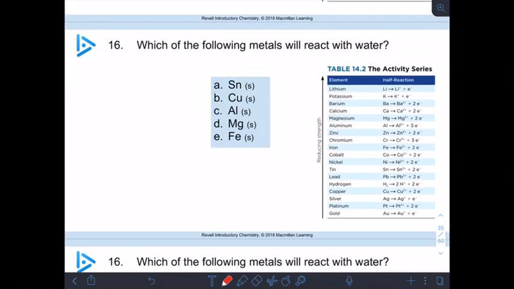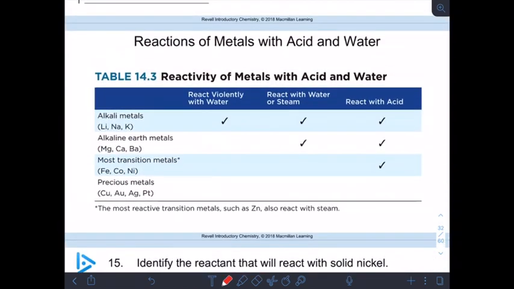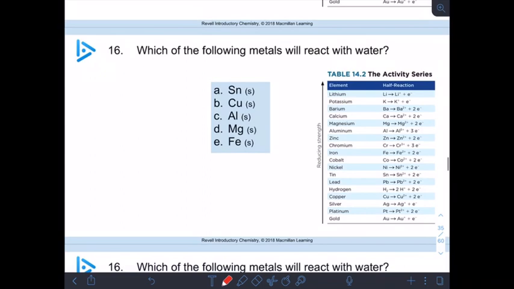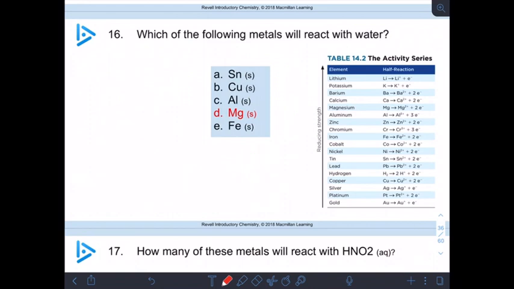Which of the following metals will react with water? Right, and this is coming back to our table up here. So things that will react with water are the alkali metals. So let's come back down to our question. None of these are alkali metals. Perhaps we're talking about steam. Sort of funky wording on the question, but the only one that will react with steam is a group 2 metal, an alkaline earth metal, and that would be magnesium. Perhaps a typo on that. Have to fix that for next semester.